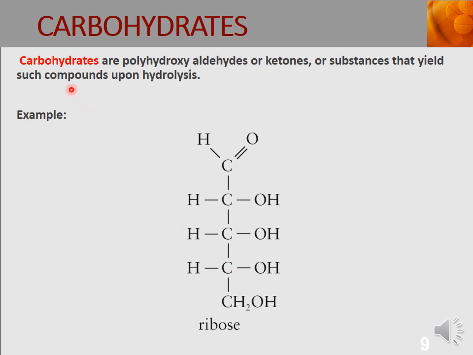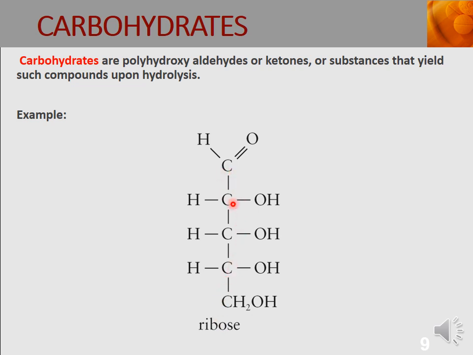Carbohydrates are polyhydroxy aldehydes or ketones, or substances that yield such compounds upon hydrolysis. An example is ribose, a simple sugar. If you look at the structure of ribose, this is an aldose because it contains an aldehyde group. That is why it is called an aldose.